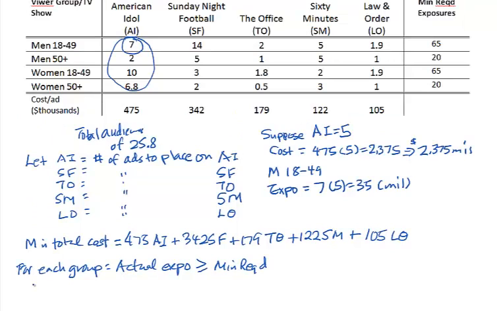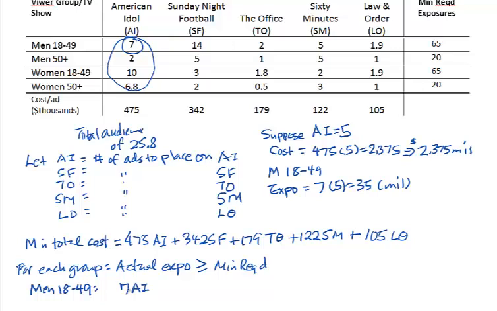Let's take a look at the first group, men 18 to 49 years of age. We saw before, if we buy 5 ads on American Idol, then the exposures for this group is 7 times 5, so the exposure per one ad times the number of ads. So it would be 7 times AI, the exposures reached by ads on American Idol. And we could obtain exposures from advertising in other shows too. So we would add the exposures reached by advertising on all the TV shows.